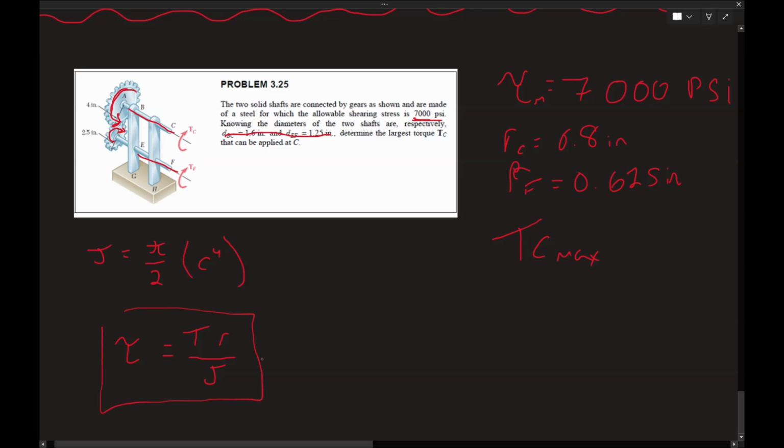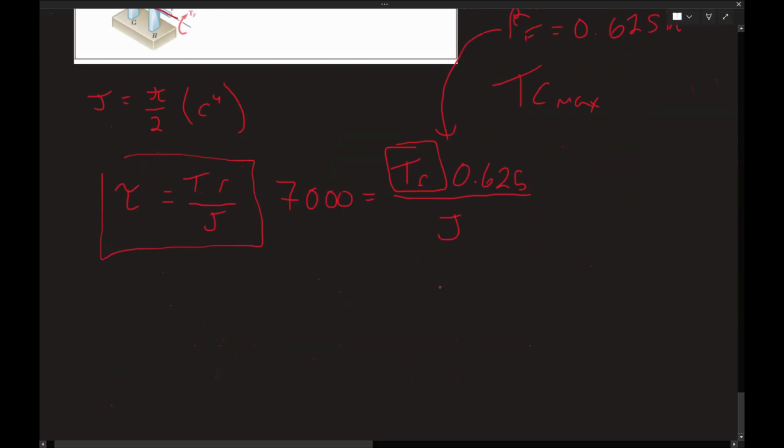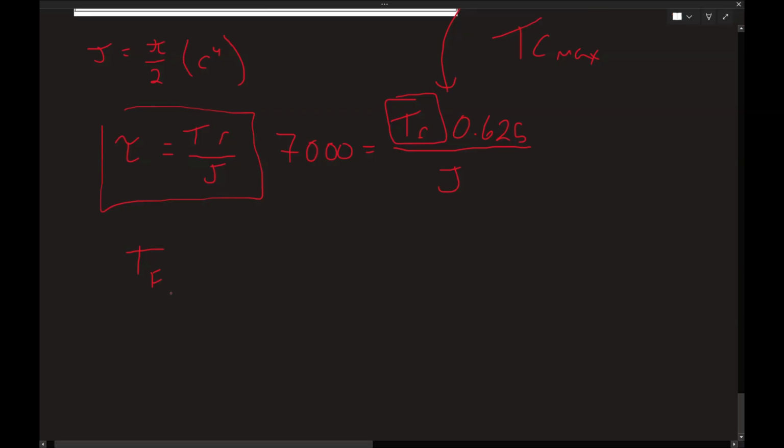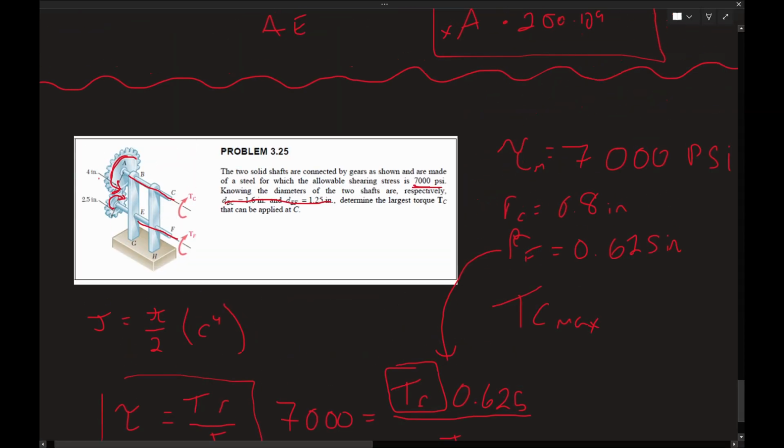So we have this equation, and we use it on the bottom. So 7,000 equals T_F, plug in R_F over here, 0.625 over J. And you plug this in to get it, and then plug it on the bottom, and then over J. And you solve for T. Now when you have T, T_F is equal to the gear ratio, so you have 4 inch and 2.5 inch.